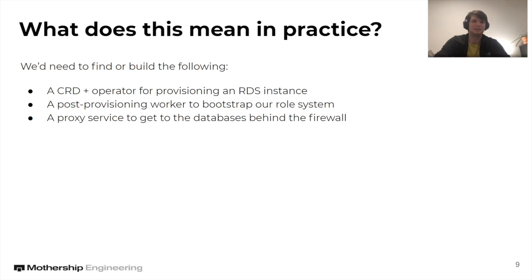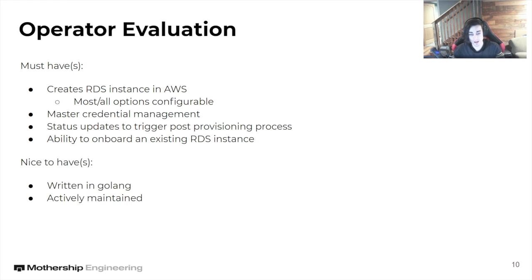And lastly, we'd need an authenticated Postgres proxy, both to get developers past the firewall and to make it a passwordless experience. As it pertains to an operator, we want it to create an RDS instance in AWS, and most or all of the configurable options should be available. We need it to provide us with the master credentials and secret format in cluster, and we want status updates that will be used to trigger the post-provisioning process. We'd also like for it to support brownfield RDS instances, and hopefully it'll be written in Golang, because that's what we work in, and it'll be actively maintained.